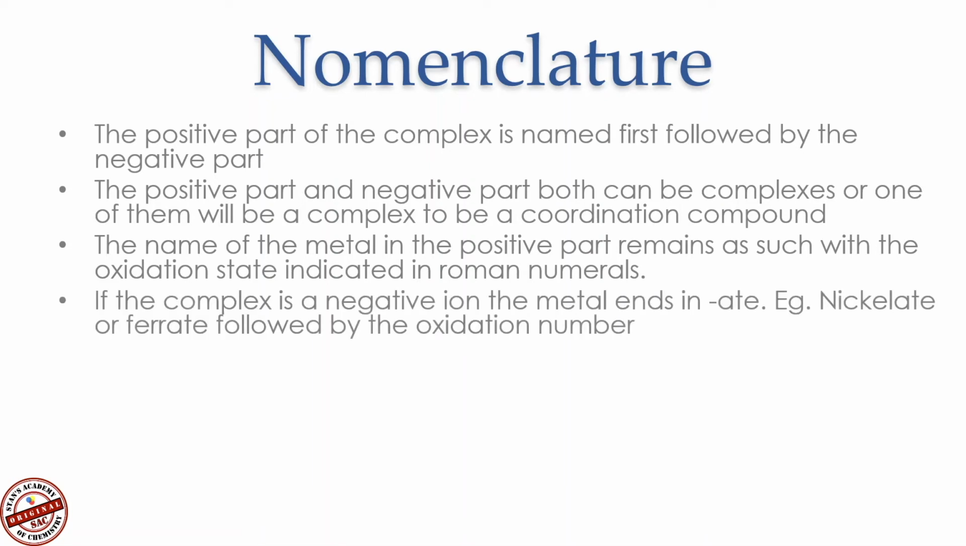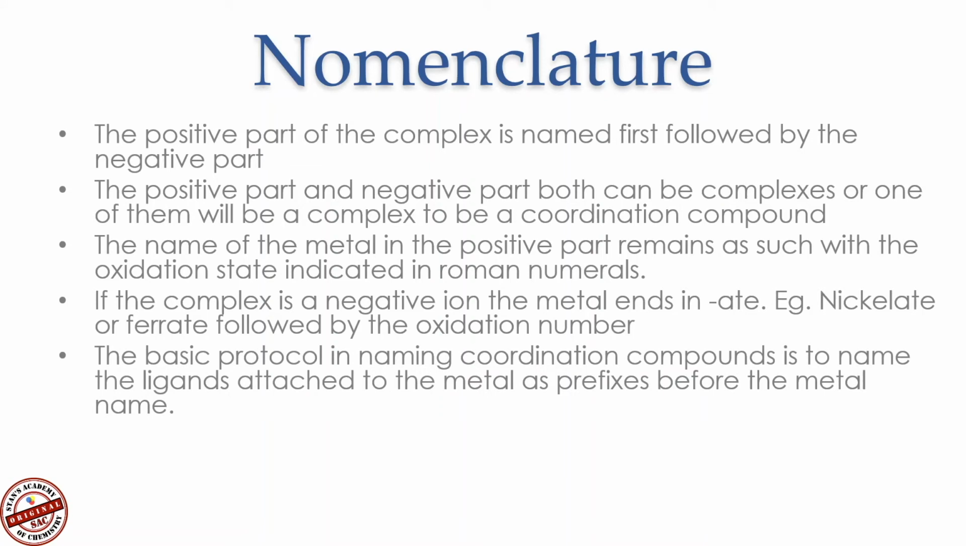If the complex is a negative ion, which means the second part of the molecule is a complex, it will contain a metal, and in order to make it evident that that part of the complex is negative, the name of the metal usually ends in ATE. For instance, if you have nickel as the metal in a negatively charged complex, the nickel part will change into nickelate, followed by the oxidation number. We will write a couple of examples, but we'll state the rules first.